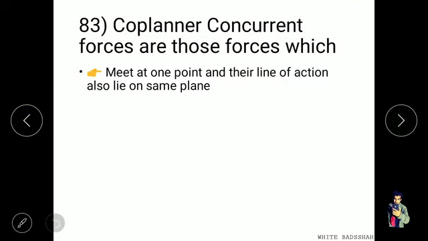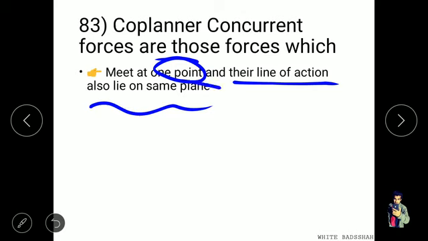The coplanar concurrent forces are those forces which meet at one point and whose lines of action also lie on the same plane. These are known as coplanar concurrent forces.